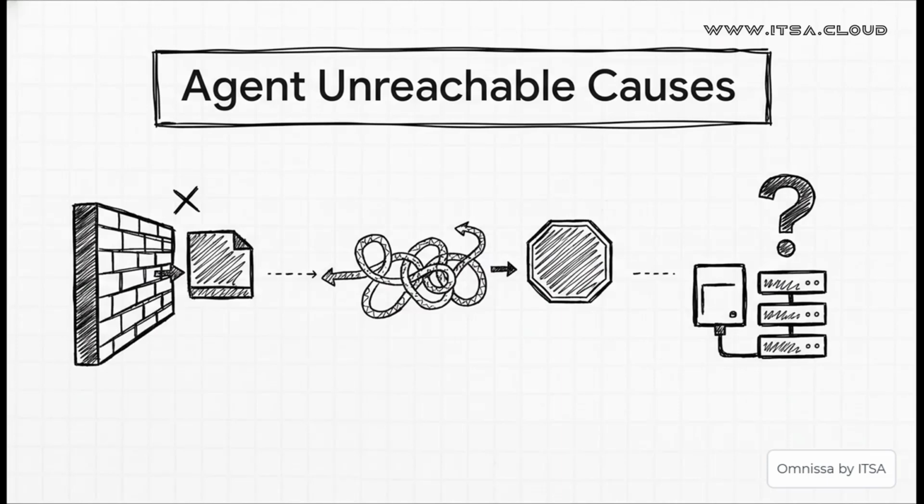So, what usually cuts that lifeline? Honestly, it's almost always the basics. You're probably looking at a firewall rule that's just a little too aggressive, some kind of network routing problem, or maybe even just a simple port that's been misconfigured. These fundamentals, they are always the first place you should check.